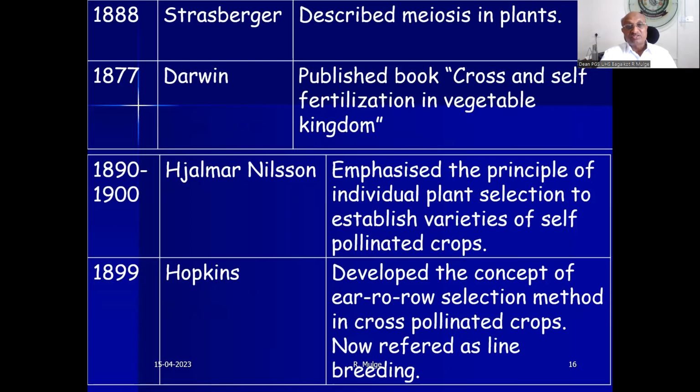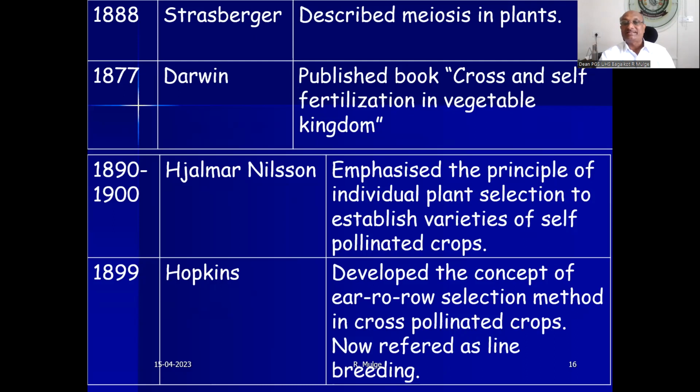In 1899, Hopkins developed the concept of the ear-to-row selection method in cross-pollinated crops, now referred to as line breeding. It's a method of breeding. This is again a progeny test kind of symbol. One ear head, in sorghum or any of the cereals, means one plant's seeds. It has to be sown in one row in the next generation, right? That is ear to row.